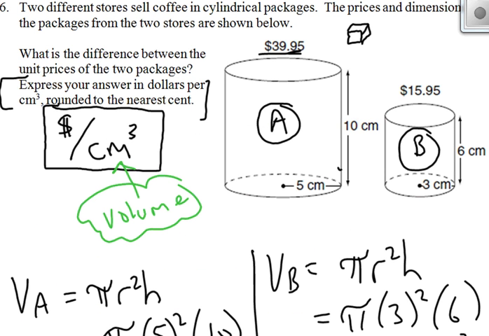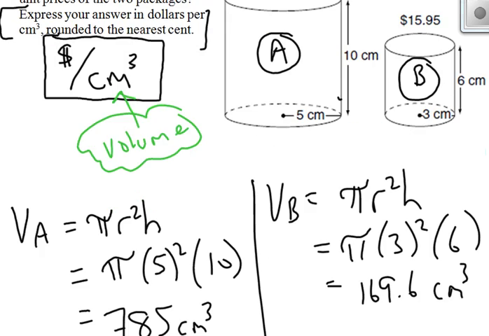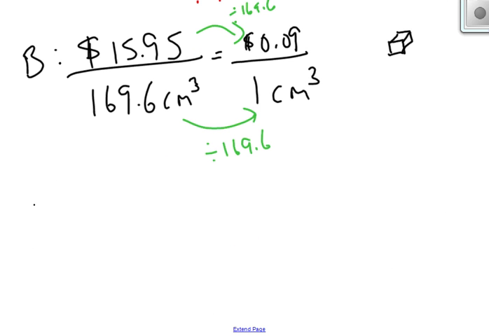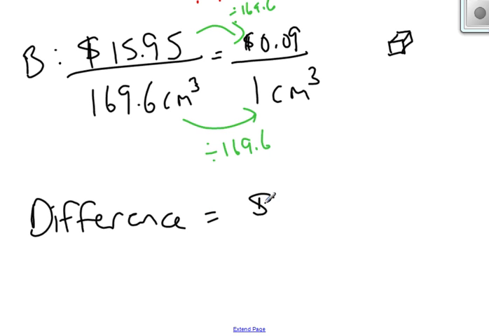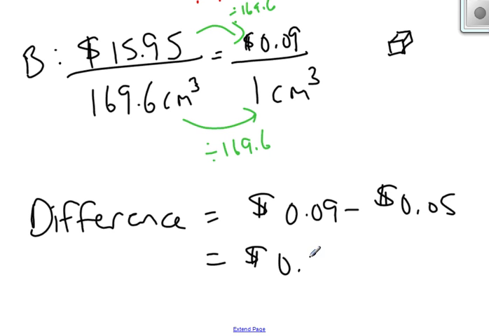The question actually said, though, what is the difference between the unit prices? So the difference between the unit prices, so subtract. So one is 9 cents and one is 5 cents. So the difference is 4 cents. There. So a really good question because it had us doing not only volume, but also having to remember ratio math and how to deal with unit pricing. Nice question. Okay, let's look at the next one.